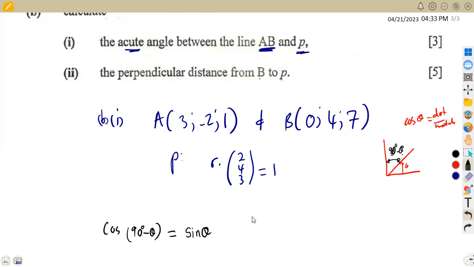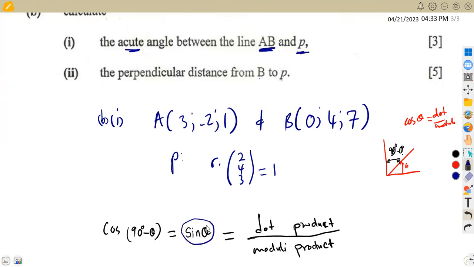So it is very important for you to understand that the cos of 90 minus theta is equal to sine theta, which is equal to the dot product over the moduli product. All right, so this is the concept that you're going to apply for finding an angle between a line and a plane. You use sine theta.